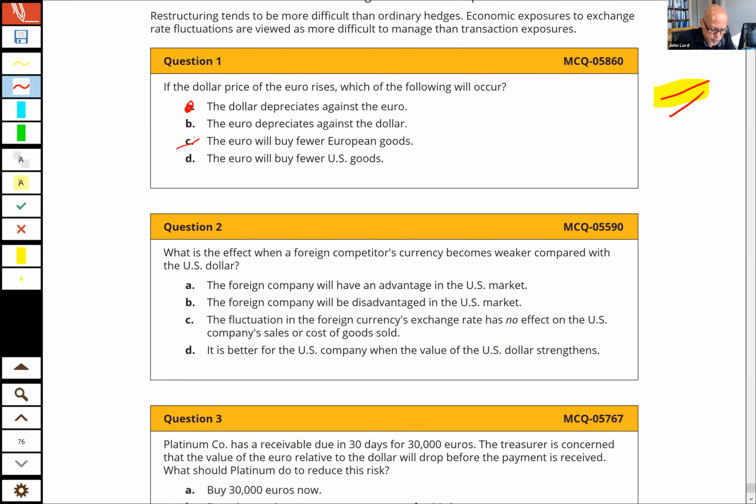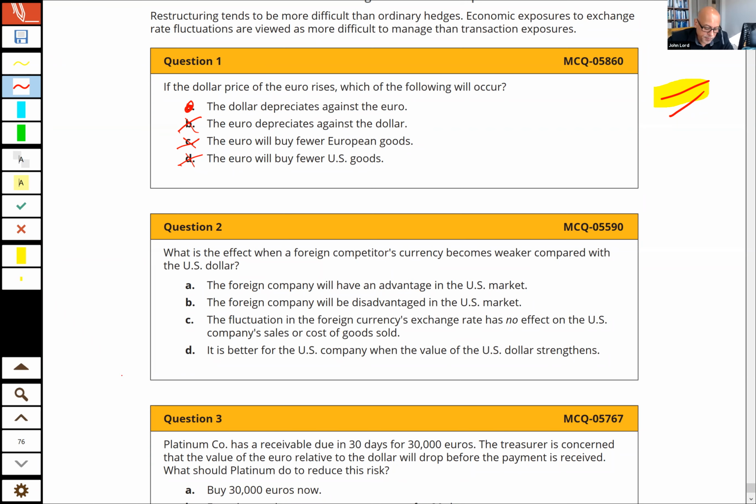So the first one I would get rid of here is C. The euro will buy fewer European goods. That doesn't affect your ability to buy European goods with euros against the dollar. Look at D, the euro will buy fewer US goods. No, because you're able to get dollars with fewer euros, say that 10 times fast. And so the euro will buy more US goods because you'll be able to give up fewer euros, get more dollars to buy more US goods. The euro depreciates against the dollar. No, because when you first read that, you have to think to yourself, I'm going to have to use more dollars to buy euros. So the dollar has depreciated against the euro. Okay. Purely terminology here, guys, okay?